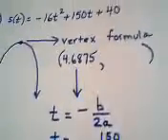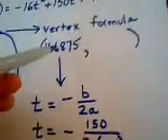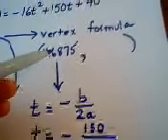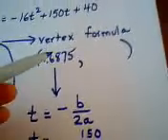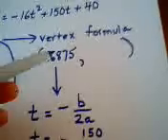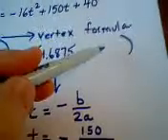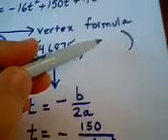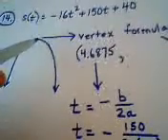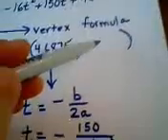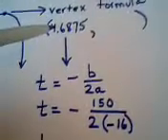So far what I know is this. It takes the object 4.6875 seconds to reach the maximum height. Now, to find the maximum height, I actually have to find the output value of the vertex, because of course that's where the maximum height is. So I need to take this number, 4.6875, and plug it into the position function.